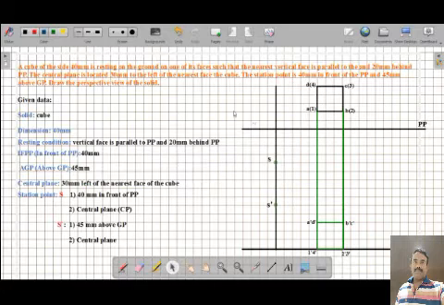So now connect all the corners in the top view with the station point S. The station point S has to be located in the central plane. Similarly, with respect to the PP distance, it is given that the station point has to be located 40 mm in front of PP. Similarly, connect all the corners in the front view with the station point S dash. S dash has to be located in the central plane. Similarly, it has to be located at the above GP distance.